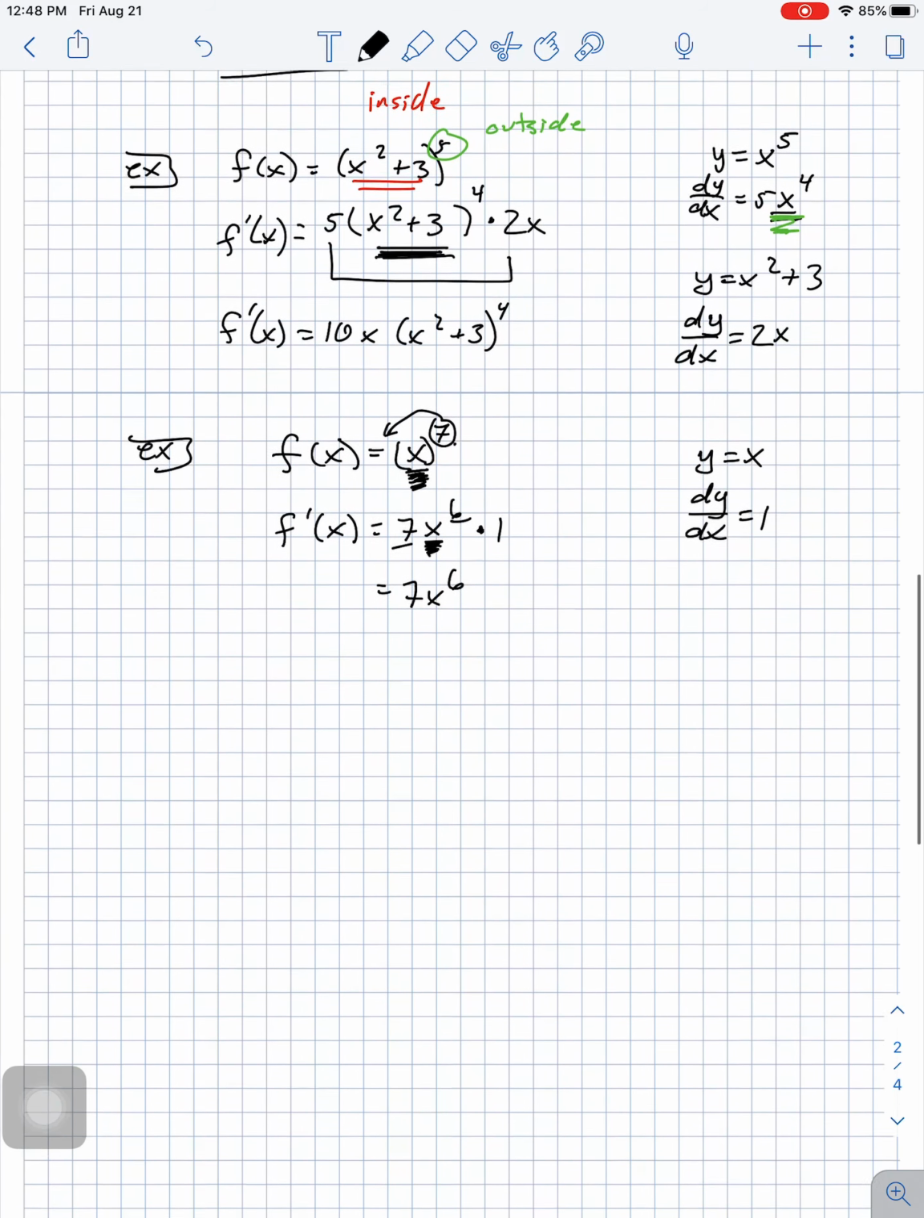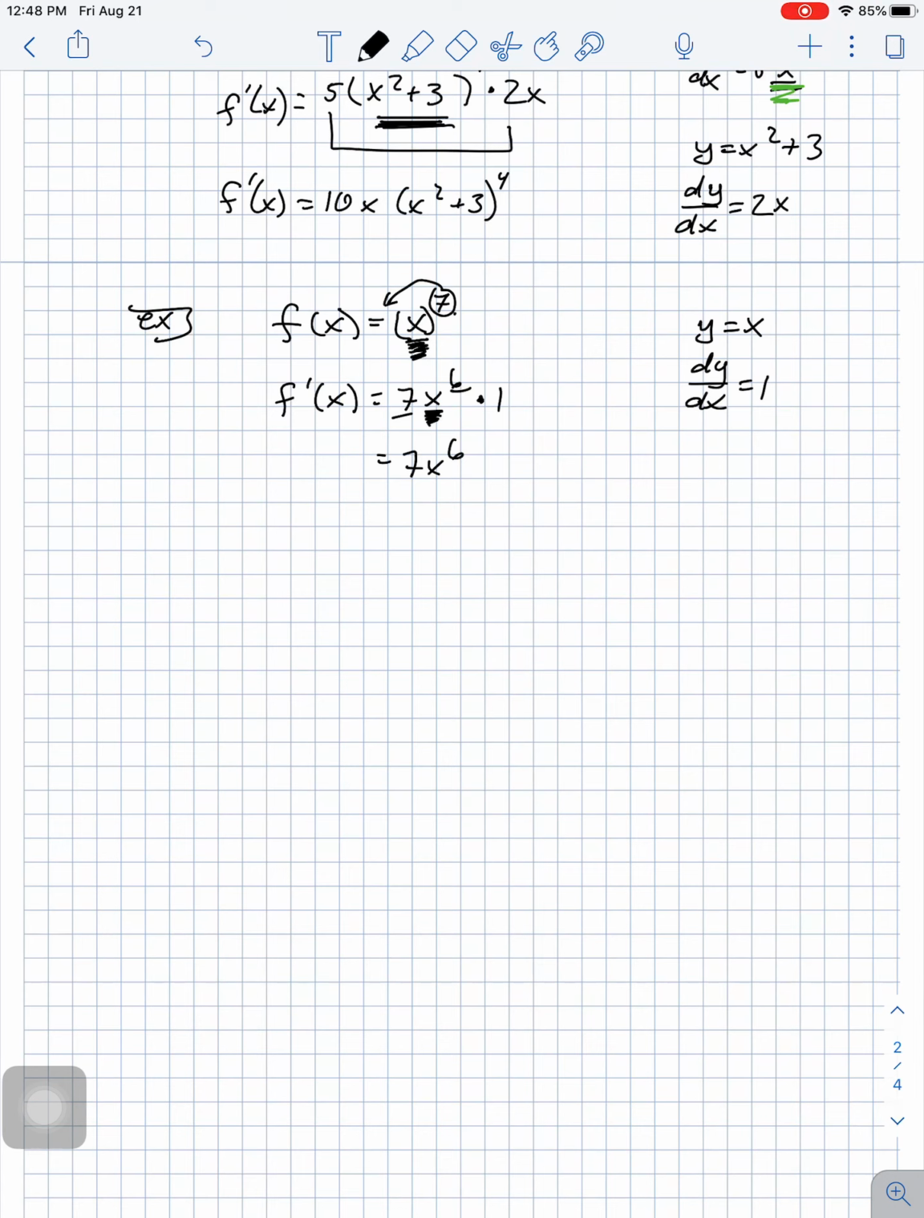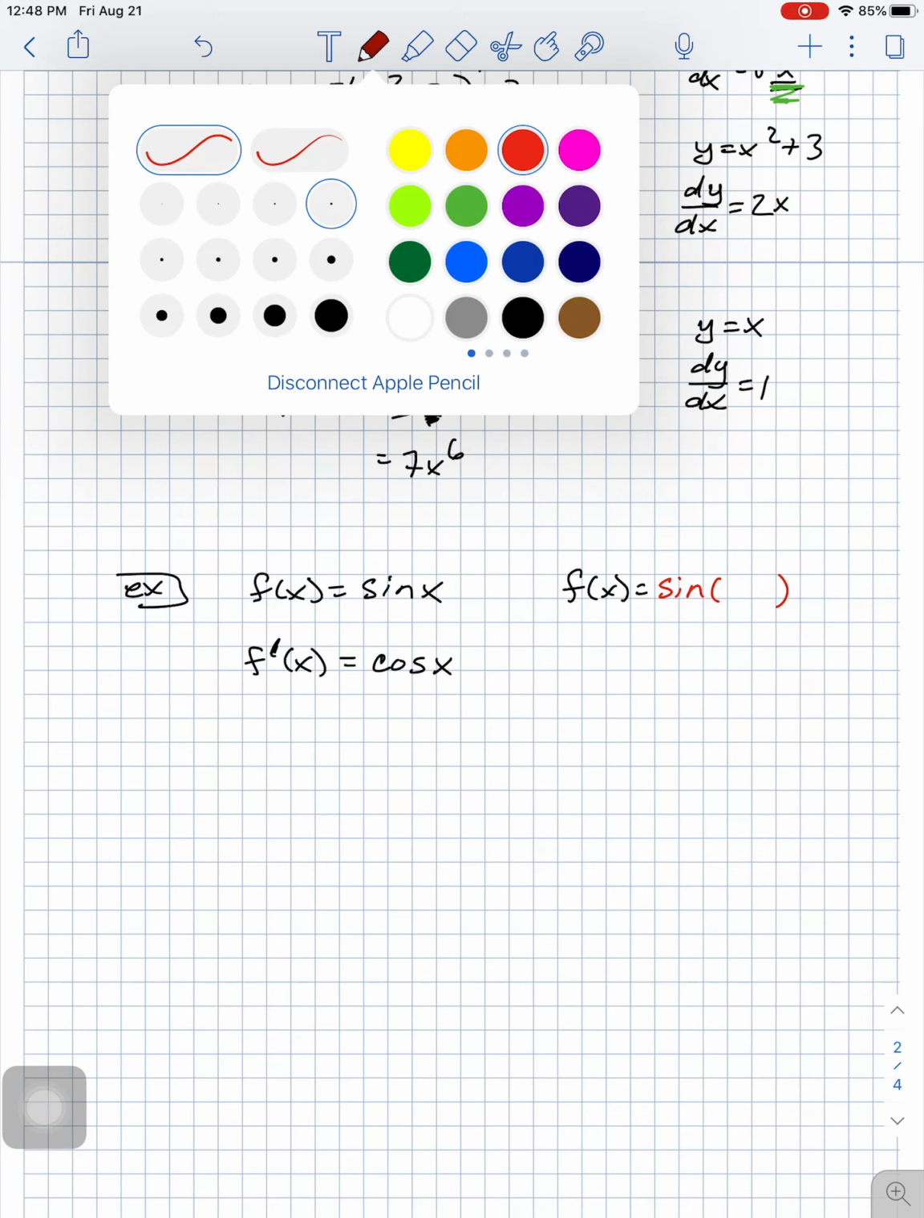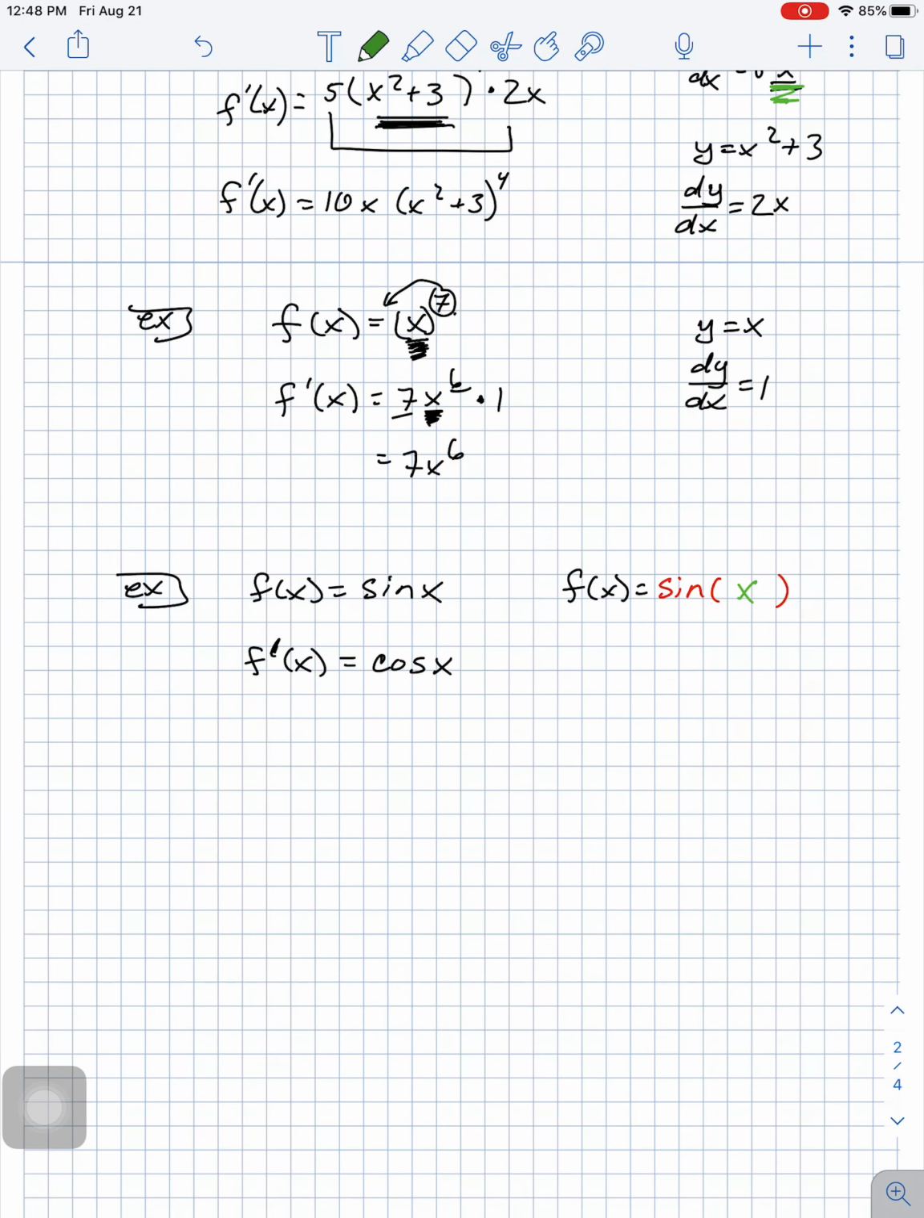So let's take a look at another simple example, okay? Let's look at f of x equals sine x. So we learned a couple sections ago that the derivative of sine is cosine. Well, that's not actually all that's happening. If I rewrite this function and color code it, the outside function is the sine. The inside function is the x.